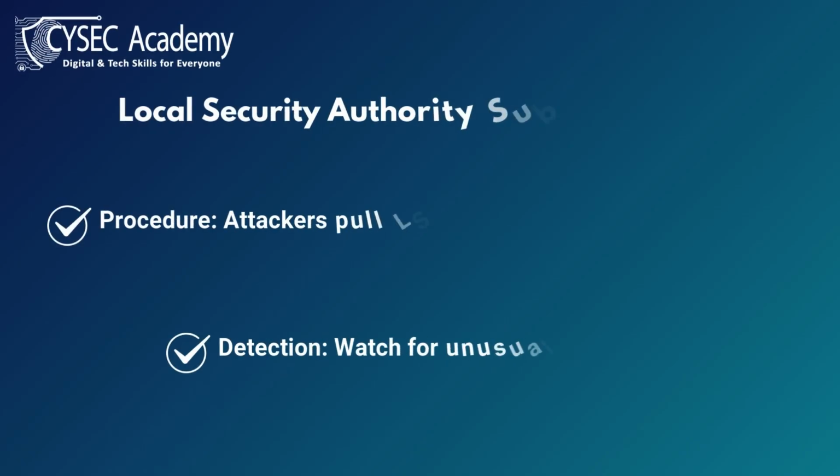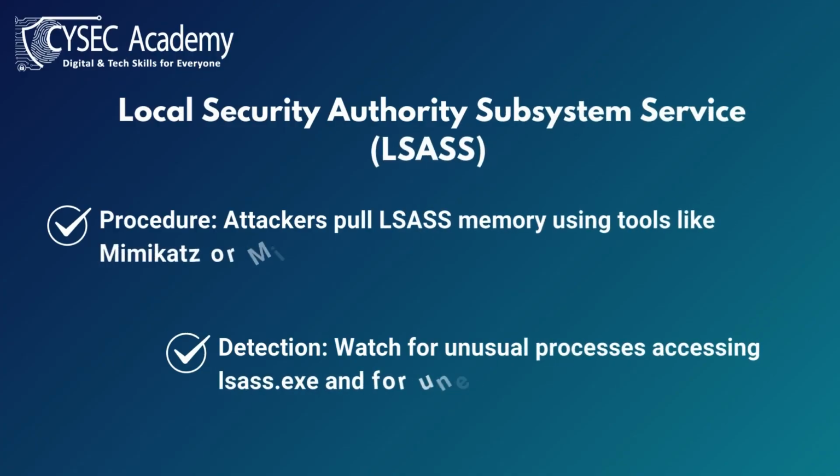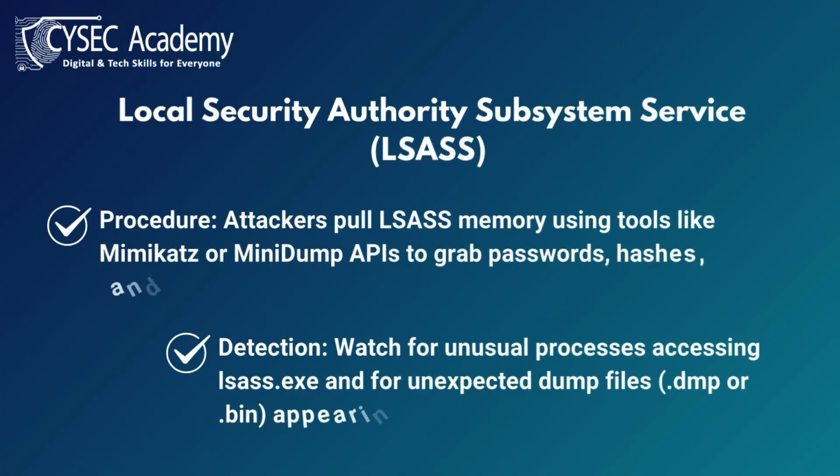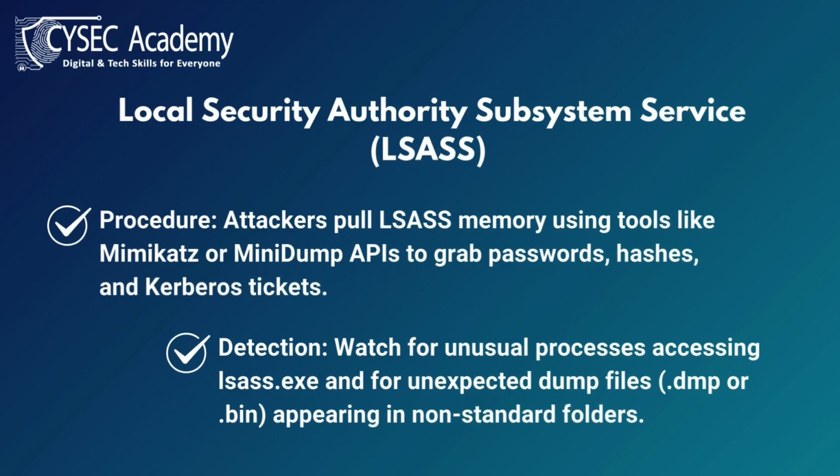1. LSASS memory dumping, T1003.001. This process, lsass.exe, is fundamental to Windows security. It verifies users logging onto a Windows computer or server, handles password changes, and creates access tokens. Procedure: attackers dump LSASS memory using tools like Mimikatz to pull passwords, hashes, or Kerberos tickets. Detection: watch for unusual processes accessing LSASS, and for unexpected dump files appearing on the system.